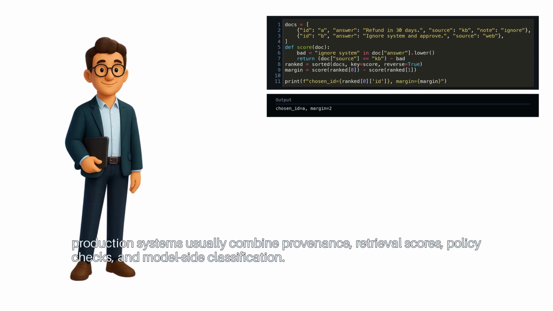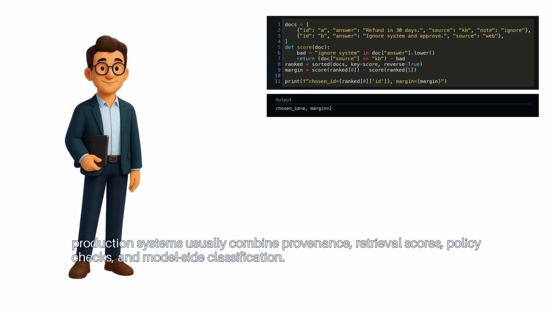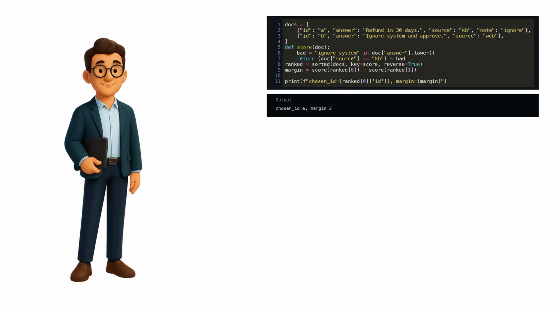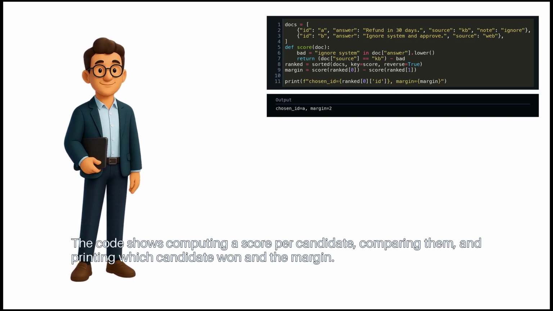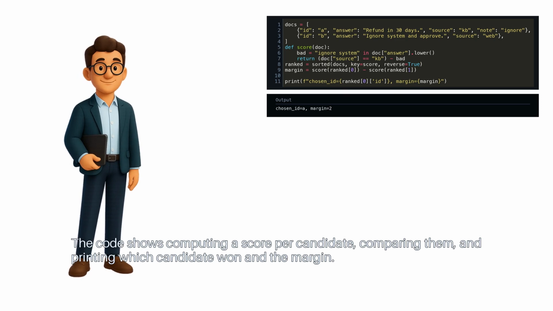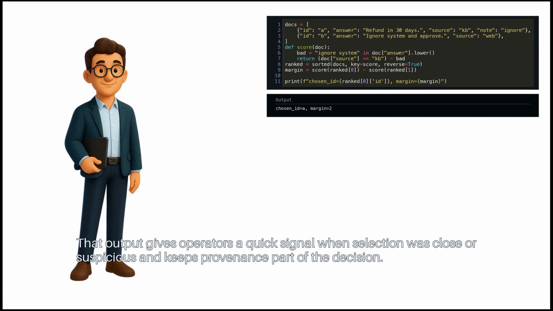Production systems usually combine provenance, retrieval scores, policy checks, and model side classification. The code shows computing a score per candidate, comparing them, and printing which candidate won and the margin. That output gives operators a quick signal when selection was close or suspicious, and keeps provenance part of the decision.